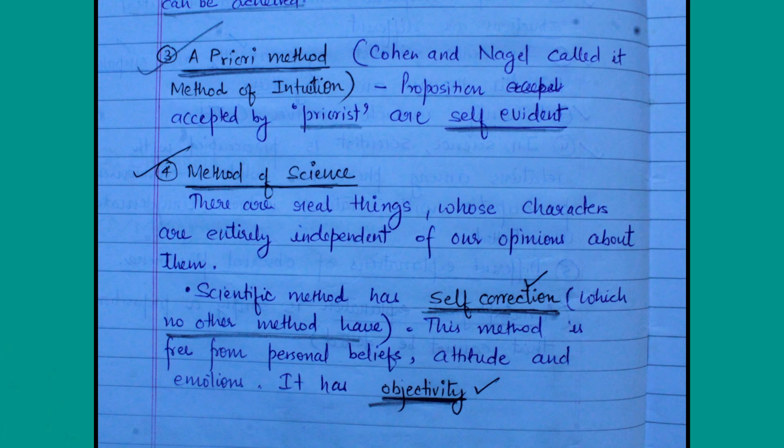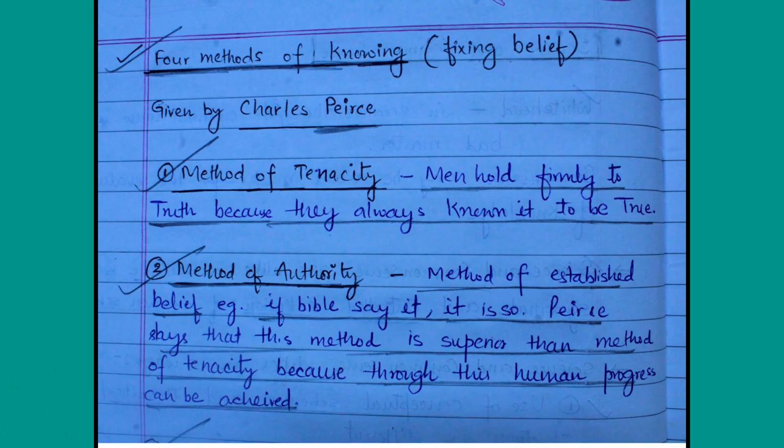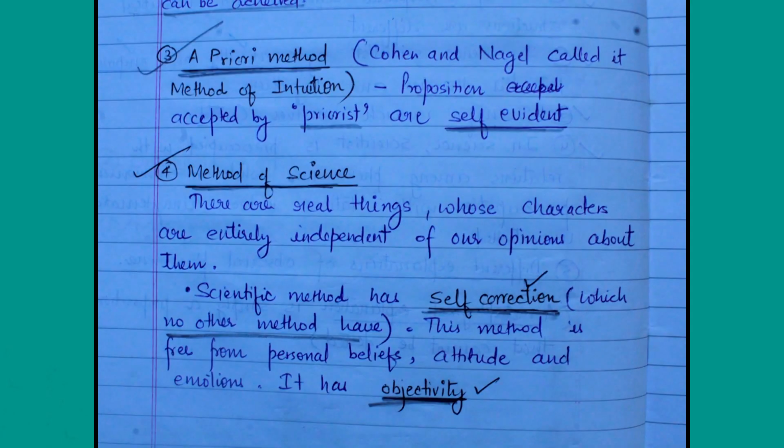So what is the difference between this a priori method and the method of tenacity? The method of tenacity is based on your personal experience, but the method of intuition is based on your vast experience, and those experiences have been accumulated based on certain experiments, because experience has been accumulated based on valid conclusions drawn in the past. So based on those experiences you are taking the decision here. So it is self-evident and a priori, and Cohen and Nagel called this the method of intuition, and the a priori method given by Charles Peirce is the third method.